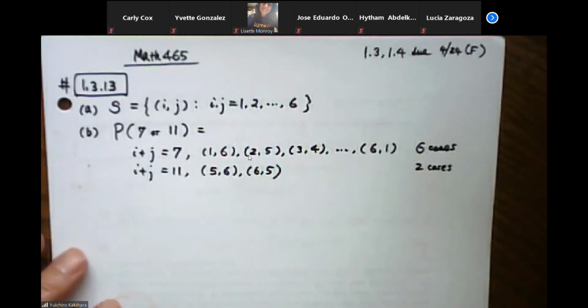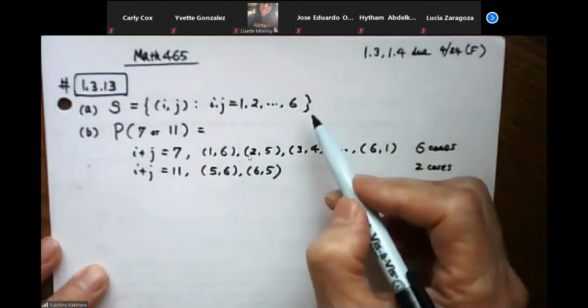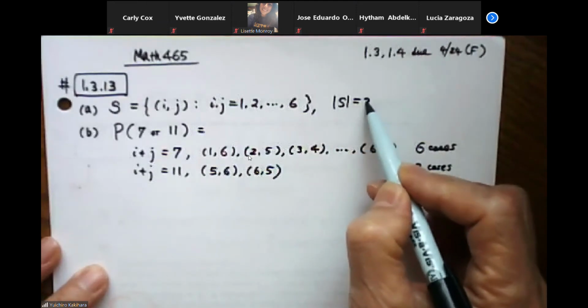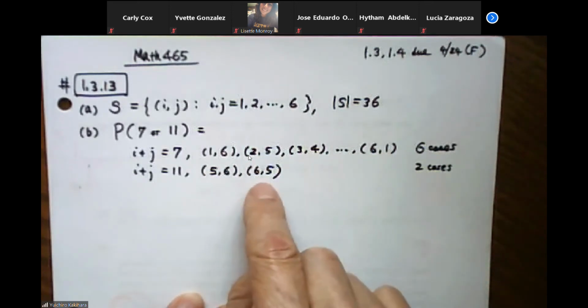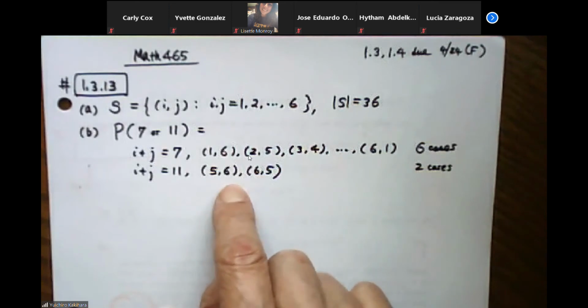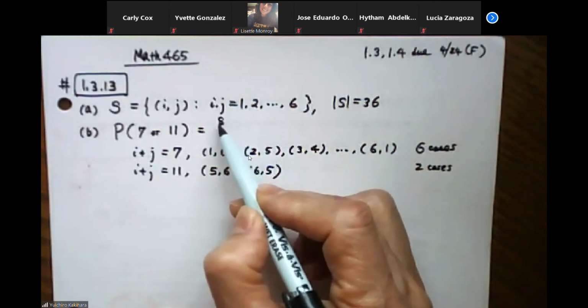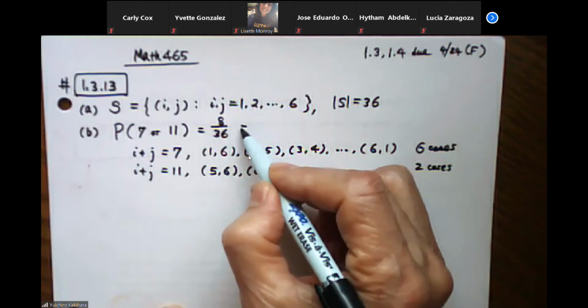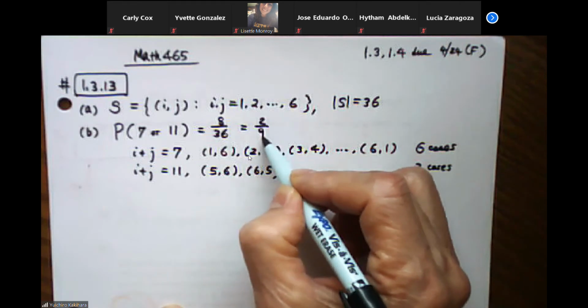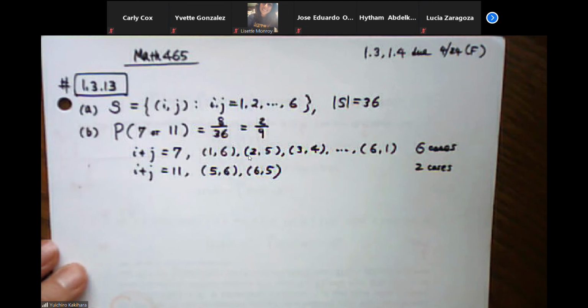And the sample space has 36 points. Out of the 36, 6 points are here, and 2 points are here, so a total of 8. So this probability must be 8 over 36. Make sense? You can simplify it to 2 over 9. I think this is okay. Don't write 0.2222. No, 2 over 9 is fine.